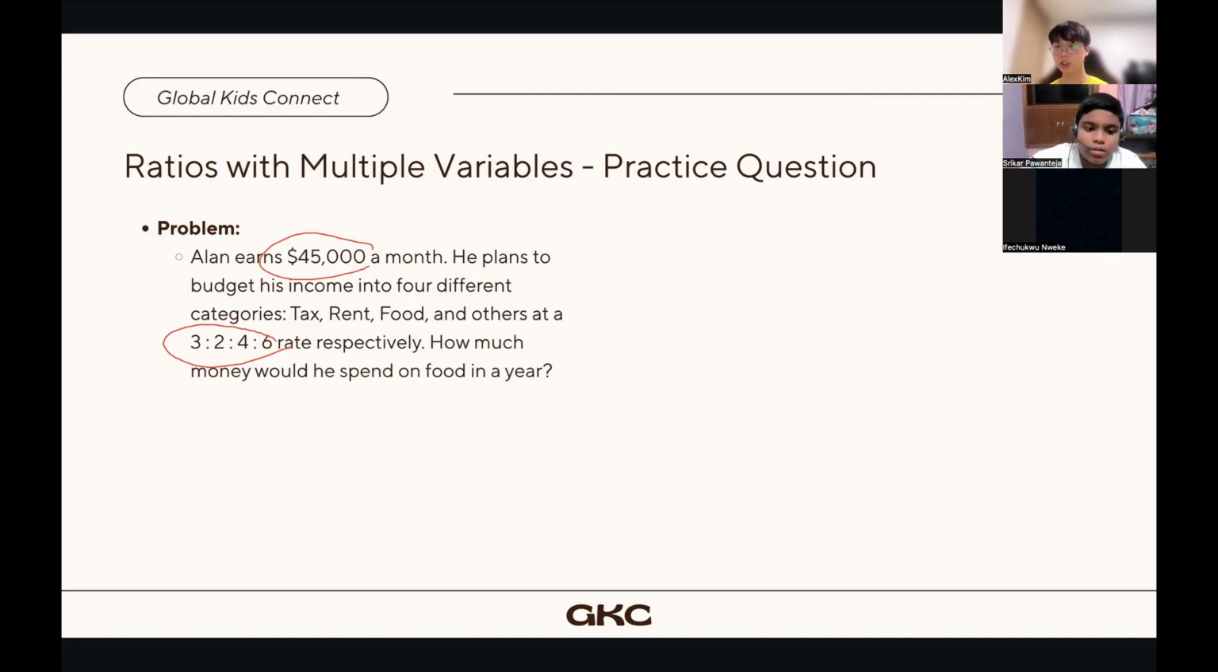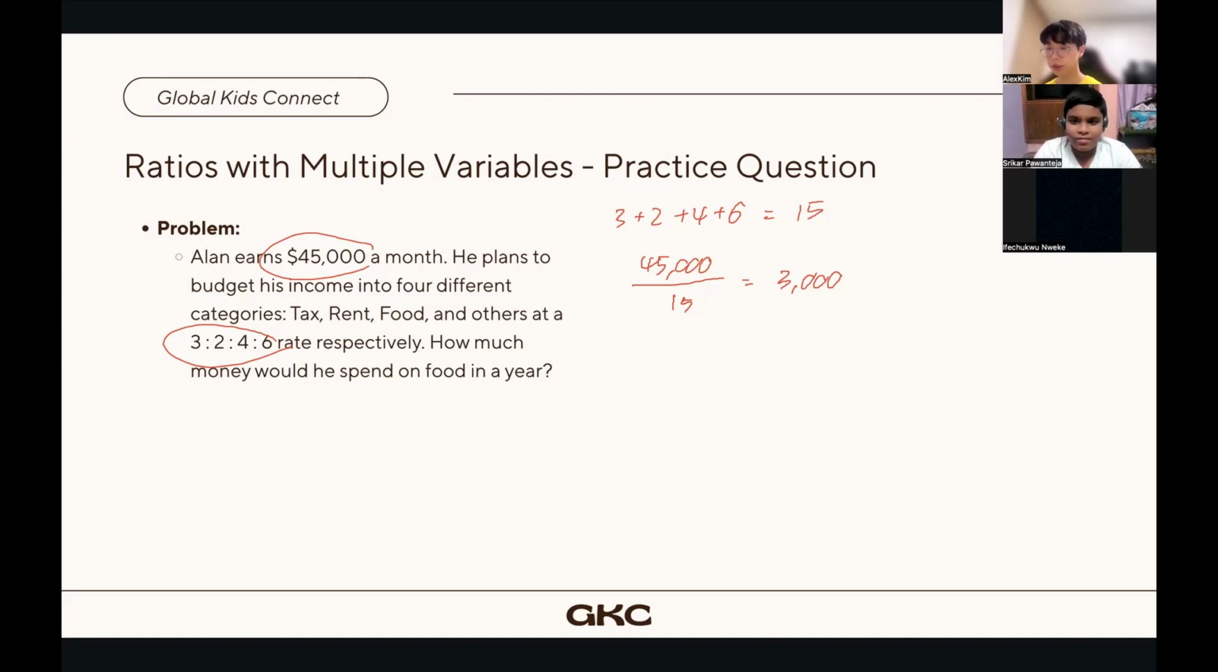Always step one is to add the parts. So sum the parts: 3 plus 2 plus 4 plus 6 is equal to 15. Because we're given the total of 45,000, we divide this total by the sum of parts, which is 15, to get 3,000. And this 3,000, as always, we multiply back into the original ratio.